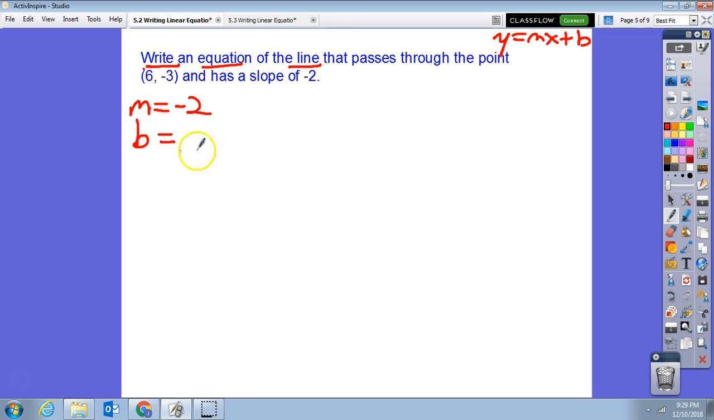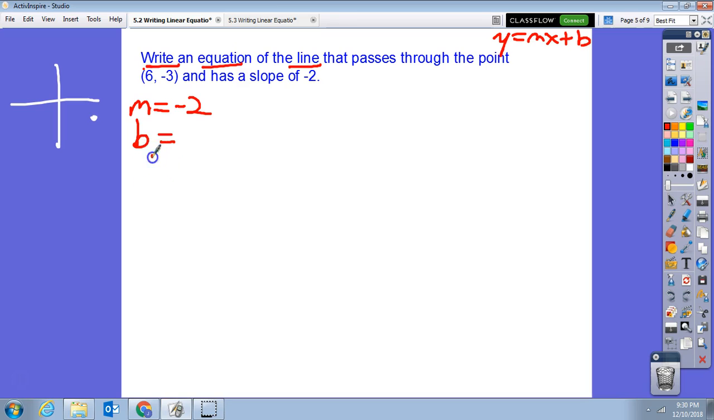But we are not given the b. Now some of you may say, yeah, we are, it's -3. No, look at it again. It's 6, -3. Now if you think about a graph, and you go out to 6, -3, that's going to be down in this region here, in the fourth quadrant. That is not the y-intercept. The y-intercept has to be somewhere on the y-axis. This is not on the y-axis. So, we need to find the b.